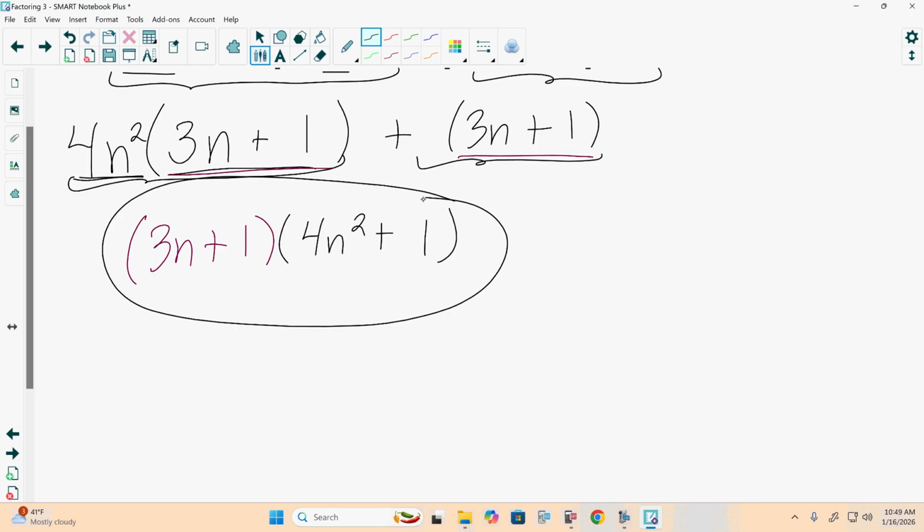3n plus 1: no greatest common factor, degree is 1, that's as simplified as it gets. 4n squared plus 1: no greatest common factor between 4 and 1, n squared. And we don't have a difference of perfect squares, so that's as far as it goes. We cannot factor it any further. Questions on this here?